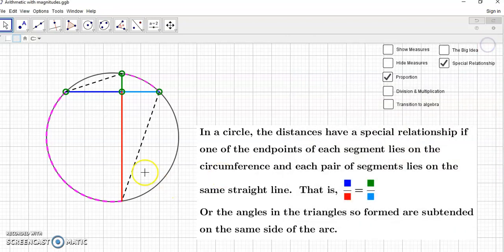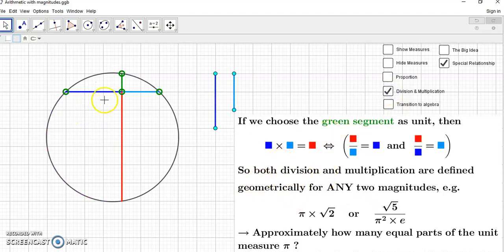So let's begin. Now remember, I showed you that if you need to do division or multiplication, you could choose any one of these segments in the circle to be the unit. And that if you had to, for example, choose the green segment, then both division and multiplication is defined. And notice that with magnitudes, you can't have a zero magnitude. So algebra is, in a sense, much weaker than geometry, because algebra simply doesn't have an explanation why you can't divide by zero.